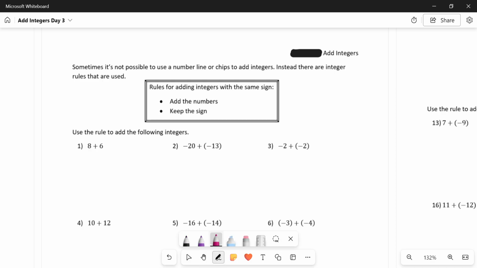So let's take a look here. 8 plus 6. They're both positive, so just add 8 plus 6. 8 plus 6 is 14. Both 8 and 6 are positive numbers. That means my sign is positive.